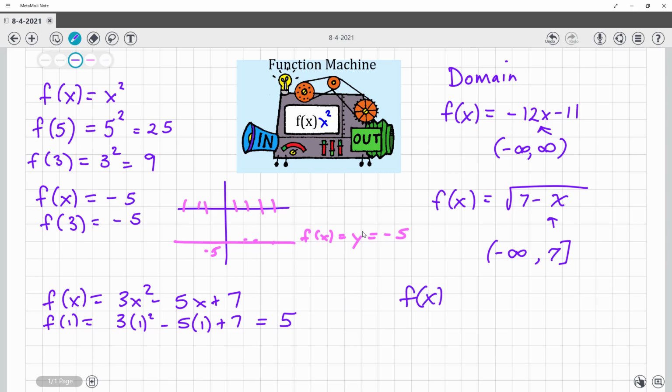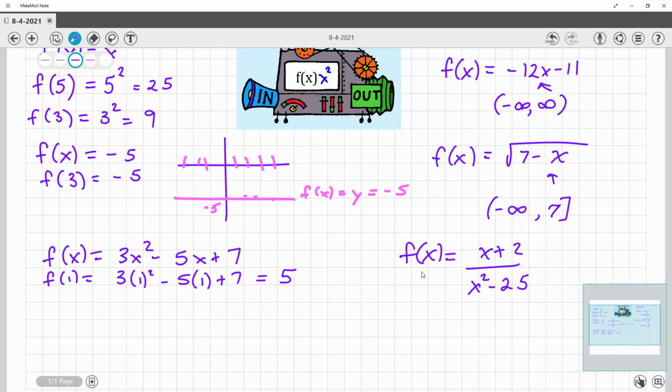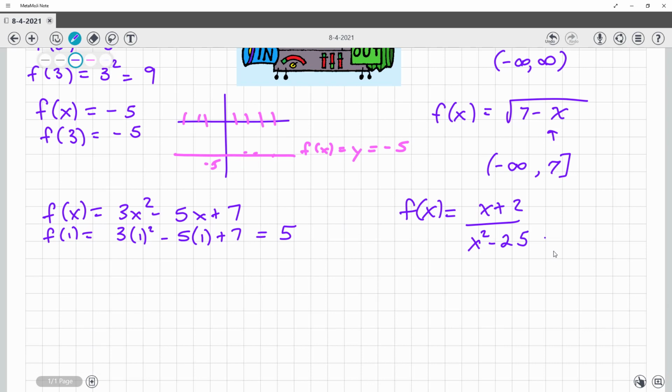The other time you have to worry about domains is when you are dividing. Because remember, you can never, ever divide by 0. So normally what you do when you have something that looks like this is you would factor. Remember the difference of two squares? You would factor the denominator, and you would see the problem here if x is -5 or if x is 5, we have a problem, right? Because you're going to be dividing by 0. So in other words, x cannot equal those values.